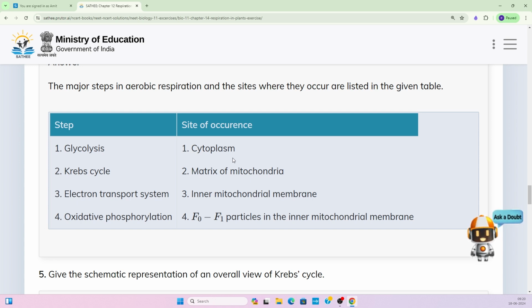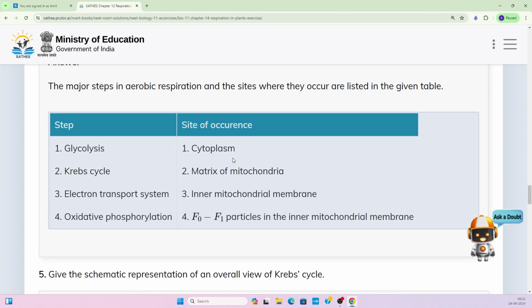Another step is the electron transport system. The electron transport system occurs in the inner mitochondrial membrane. The mitochondrion is a double membraned organelle, so two membranes are there. The inner membrane has a lot of transport proteins that occur as the subunits of the electron transport system, and that is why it is a part of the inner mitochondrial membrane.